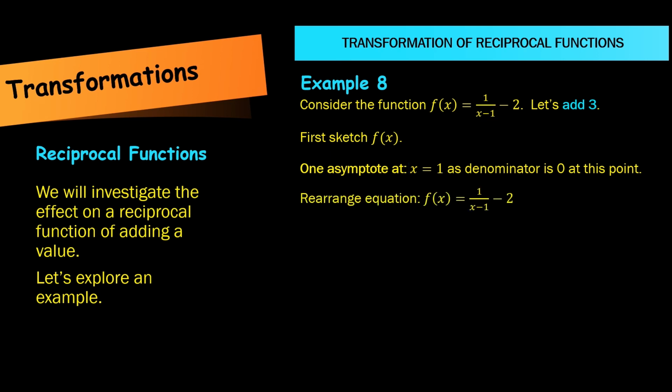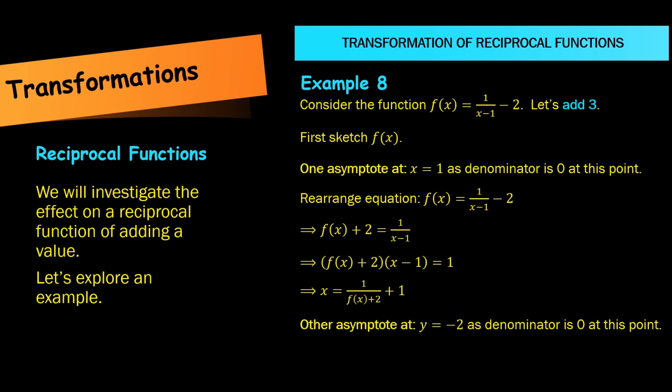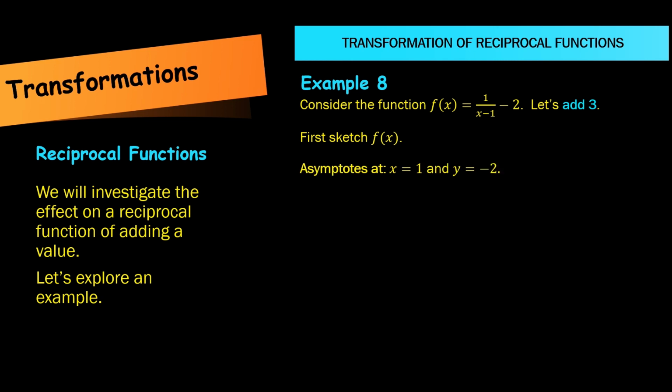We're now going to make x the subject of the equation to find the y asymptotes. So let's rearrange f of x to do so. Add 2 to both sides, multiply through by x minus 1, expand the brackets, and then make x the subject of the equation, as shown. So as you can see, there is another asymptote at y equals minus 2, as the denominator is 0 at this point. So there are asymptotes at x equals 1 and y equals minus 2.